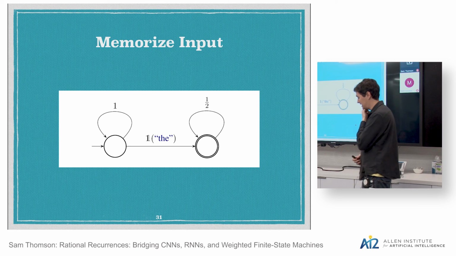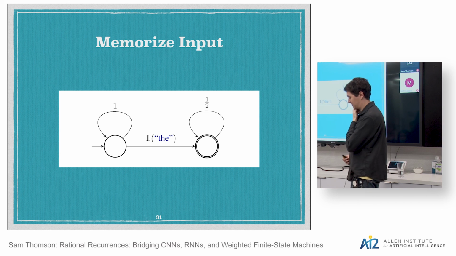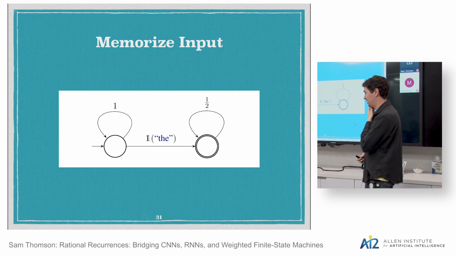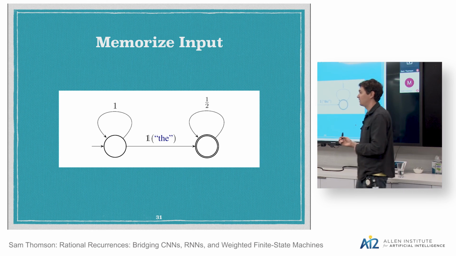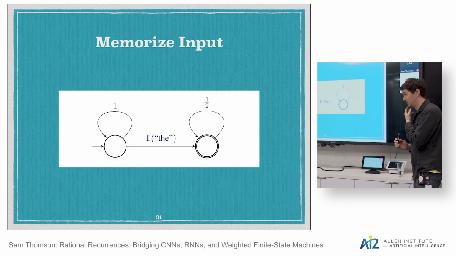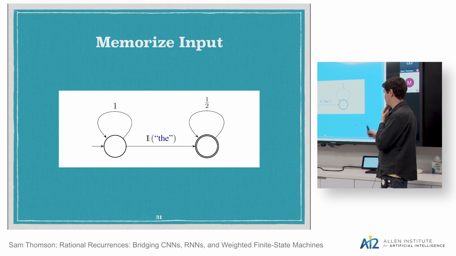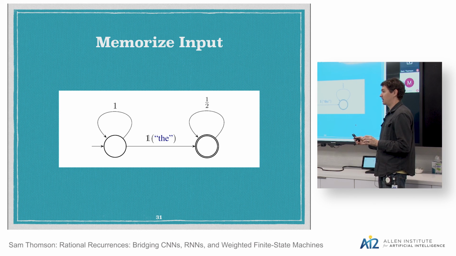But when you add weights, you're adding expressive power. So now you have two places where you can store memory, to get to your earlier question. You can store it in which state you're currently in, but you can also store it in the weight itself. So here's just a simple little toy FSA, WFSA, that just remembers where in the document you saw the word "the".